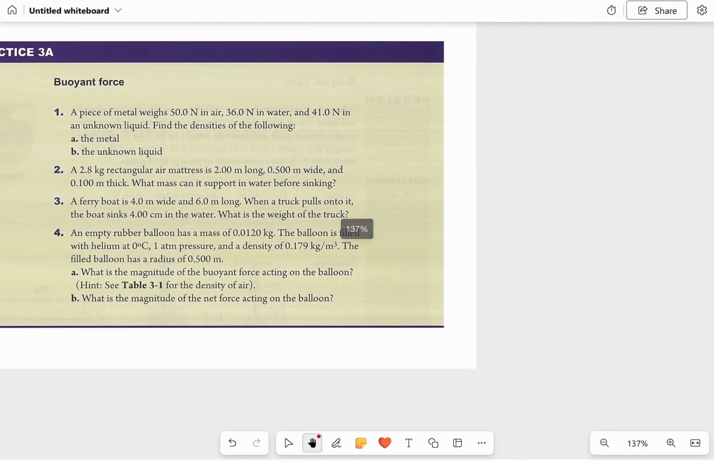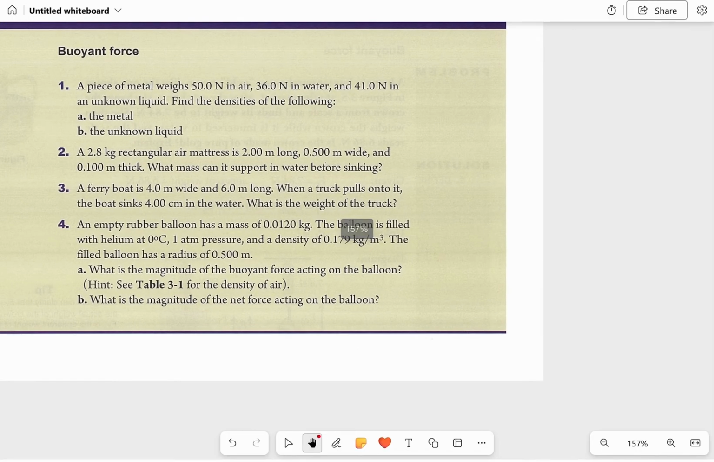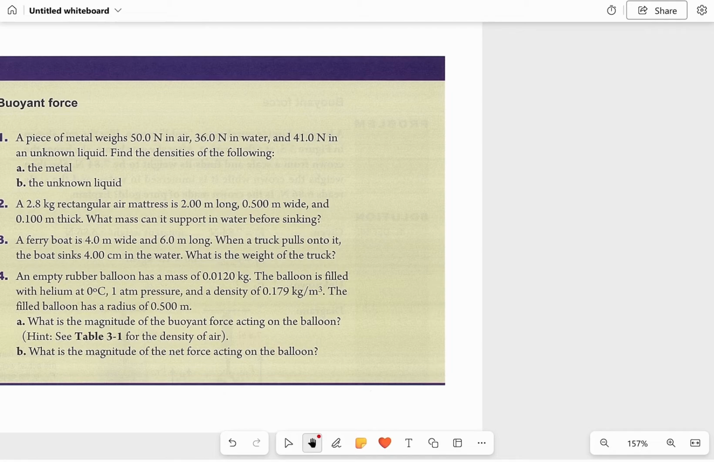Question 1: you have a piece of metal that weighs 50 Newton in the air. We learned that when we say the weight of the object in the air, we say it's Fg. So Fg in the air is equal to 50 Newton, and 30 Newton in water.